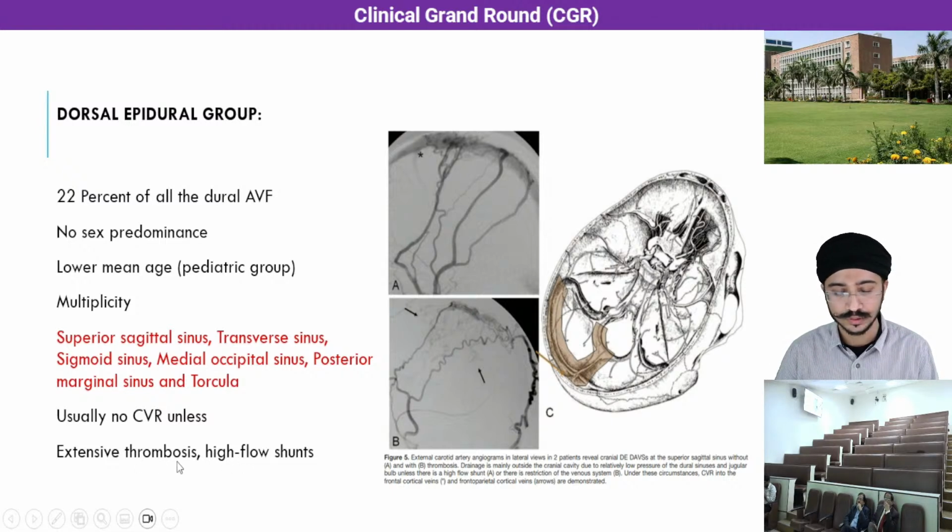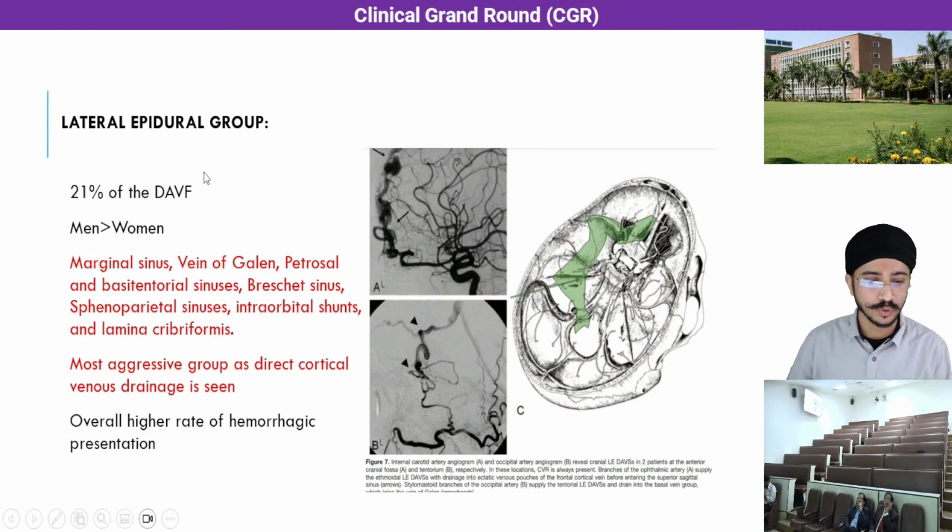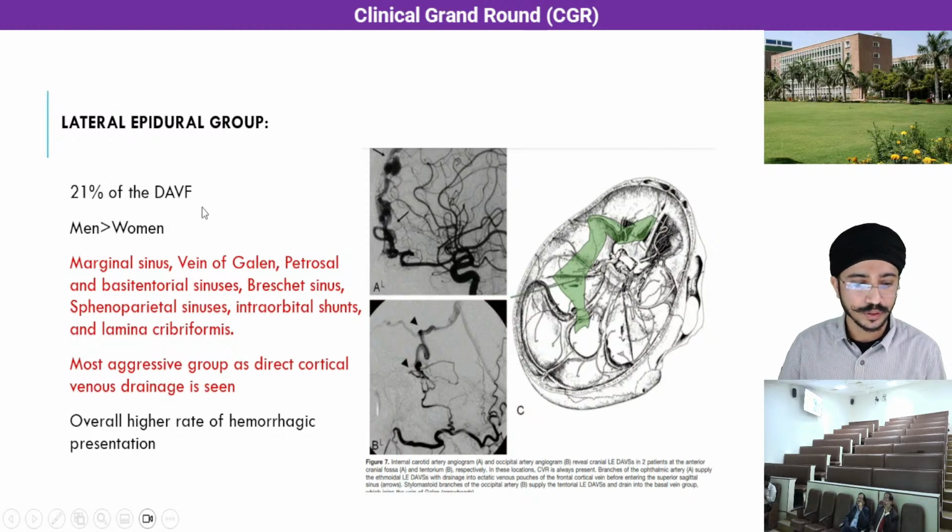is extensive thrombosis. Then we have the most dreadful group, that is the lateral epidural group, which constitutes about 21% of the total lesions, is more common in men, and includes the lesions in the marginal sinus, vein of Galen, petrosal and basitentorial sinuses, Bresch's sinus, sphenoparietal sinus, and lamina cribrosa, and so forth. These are the most aggressive group, as there is direct cortical venous drainage seen in this group, and therefore they have a high rate of overall hemorrhagic transformation.